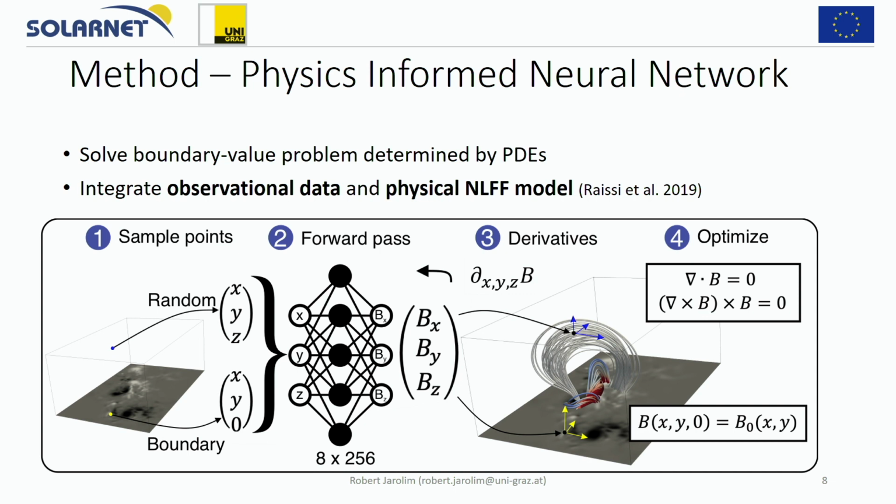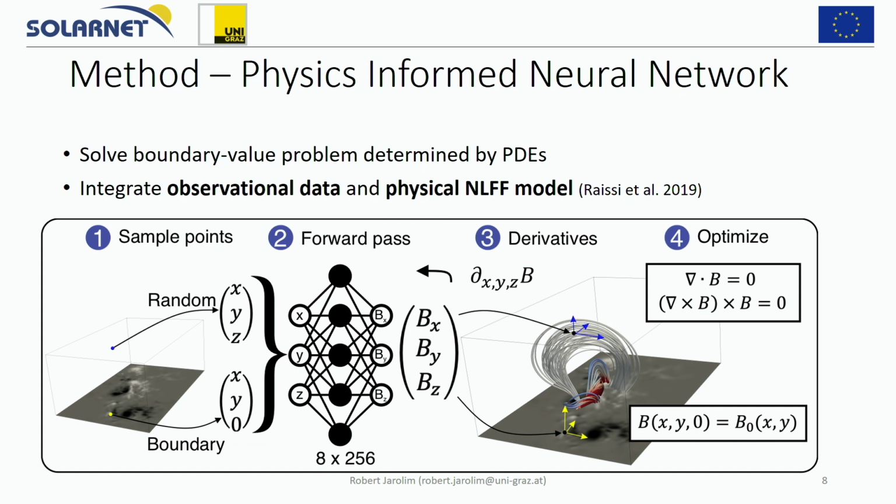Having these derivatives available, we can then construct our physical model in terms of the divergence-free and the force-free equation, so those two partial differential equations, and then we can optimize the neural network to satisfy this condition in the simulation volume. So this is an iterative process where we are optimizing for the residuals of this equation and also for the deviations from the boundary condition. So we are basically sampling points all the time over multiple steps and optimize our neural network for those two conditions.